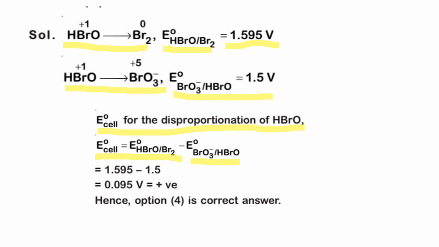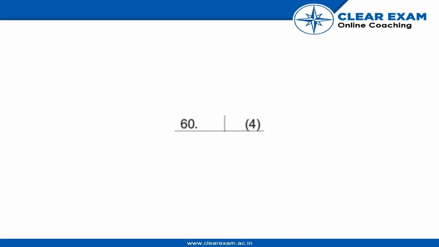So basically 1.595 minus 1.5 gives 0.095, which is positive. So the correct answer will be option 4, which is HBrO, the species which undergoes disproportion. Thank you everyone.